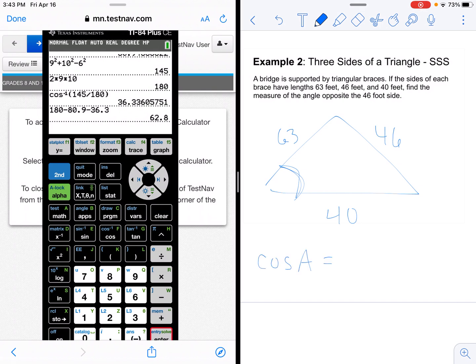Cosine of angle A equals, now I'm going to take the sum of the squares of the two sides right next to angle A, and then I'm going to subtract the square of the side that's across from that angle. And then divide by 2 times 63 times 40.